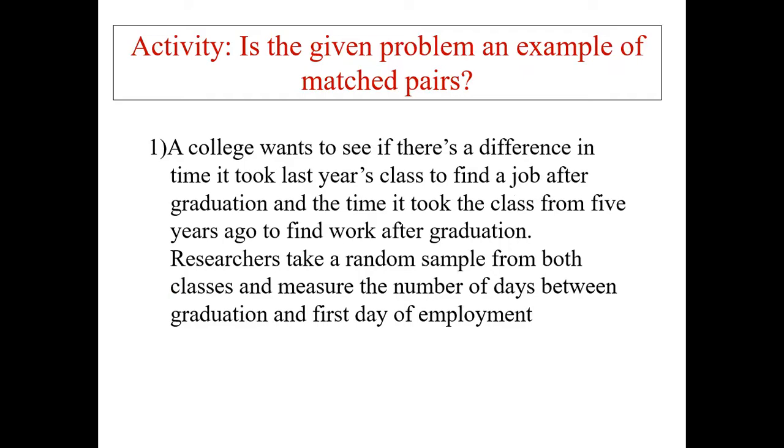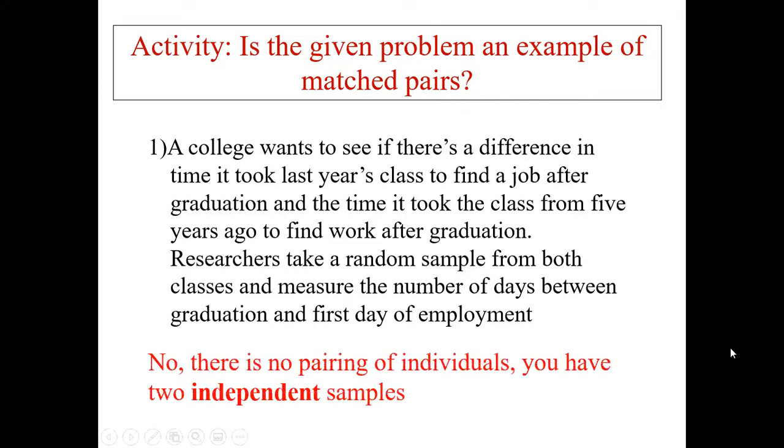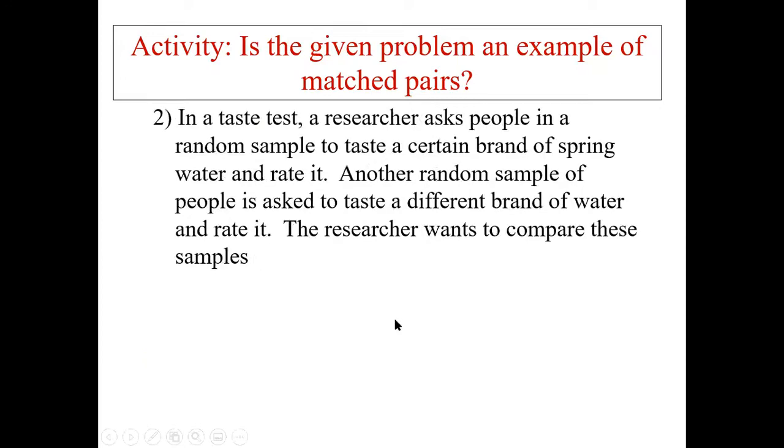Okay. So we're going to look at some examples and be able to pick out if they are matched pairs. So the college wants to see if there is a difference in the time it took last year's class to find a job after graduation, and the time it took for the class from 5 years ago to find work after graduation. Researchers take a random sample from both classes and measure the number of days between graduation and the first day of employment. So is this a situation that would be considered matched pairs? Okay, the answer is no. There's really no pairing going on here with individuals. The two samples are independent of each other. Okay, so not a matched pair situation.